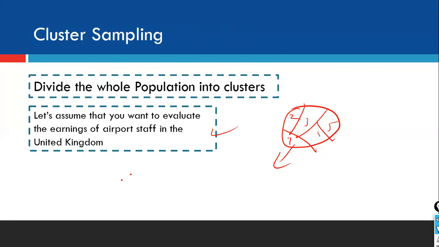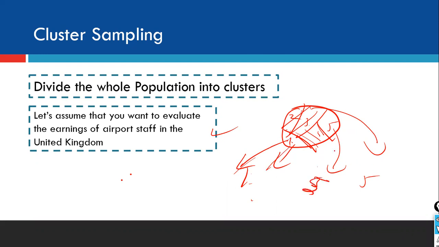Or else what we do is we group each and every airport as a cluster. Randomly we select a few clusters, 1, 3, and 5. We sample the clusters. First we create the cluster segments, because this is airport 1, 2, 3, 4, 5, and then randomly we select the clusters 1, 3, and 5.